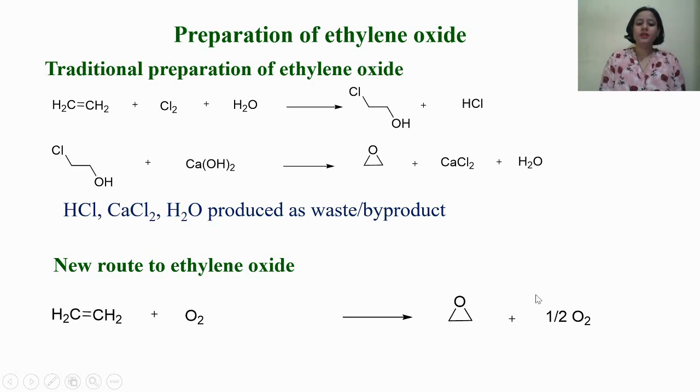So the second method is considered as a green method according to the first principle of green chemistry, which states it is better to prevent the waste rather than to treat it after it is formed. So here with this example, the first principle of green chemistry is clear.